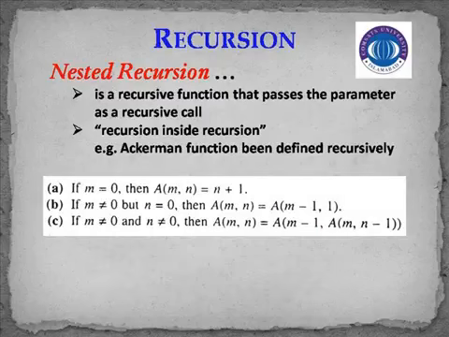Ladies and gentlemen, nested recursion is a recursive function that passes the parameter as a recursive call. It is basically recursion inside recursion. A well-known example of this type of recursion is the Ackermann function. As you can notice in the third statement of the diagram depicted in this slide, the function is defined recursively and it is further recursion within recursion.